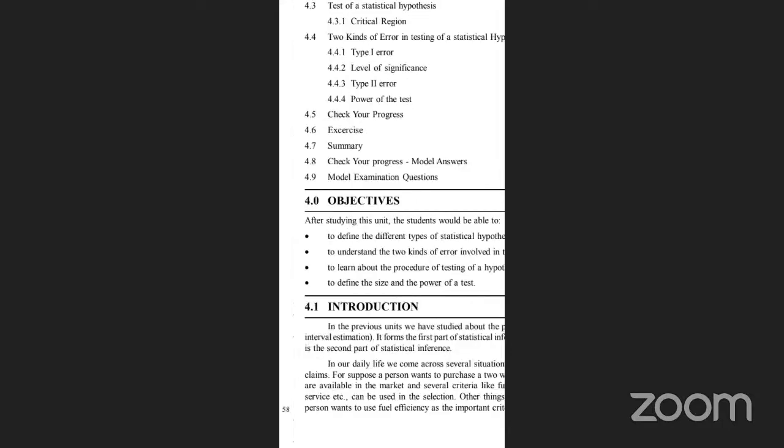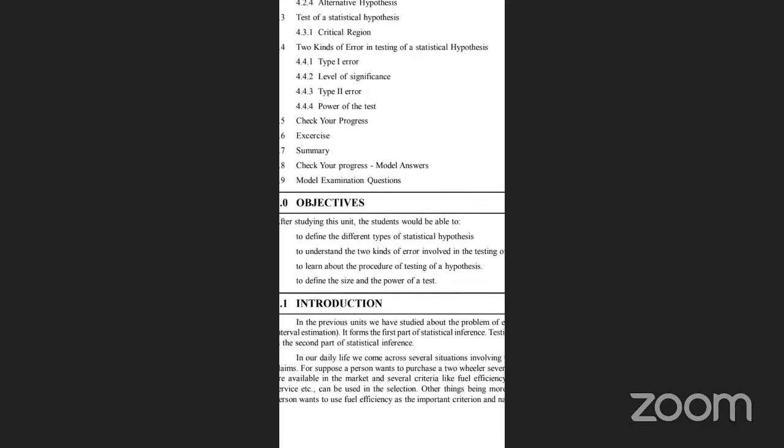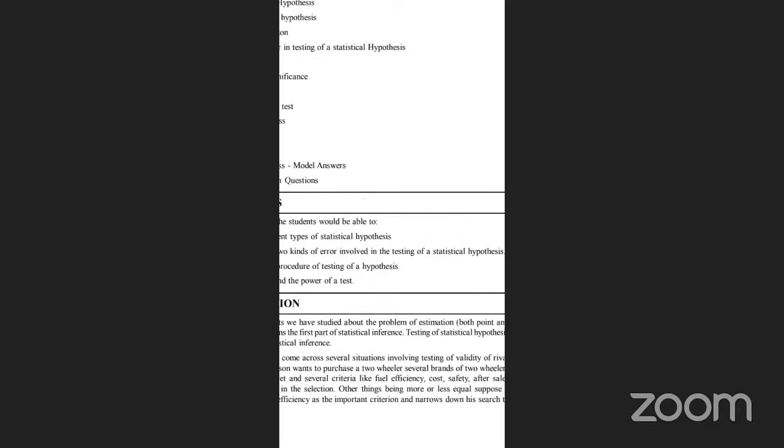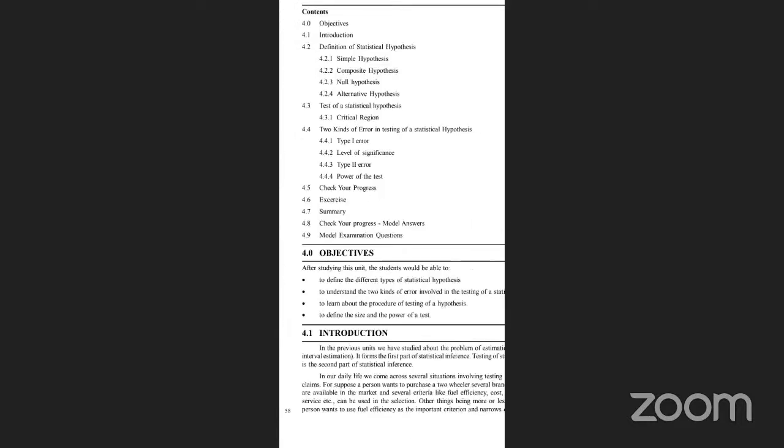So, simple hypothesis, composite hypothesis, null hypothesis. In this introduction, we are taking type 1 error, level of significance, and type 2 error. In the previous unit, we studied the problem of estimation, and here we are taking statistical inference. I'm not going into the introduction part here.